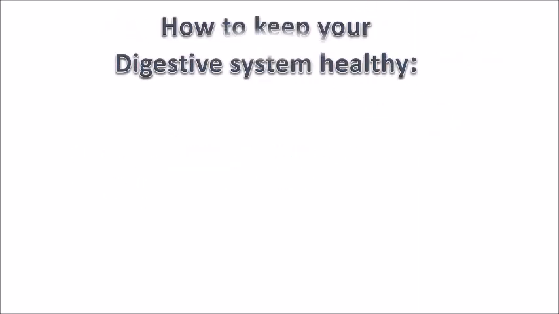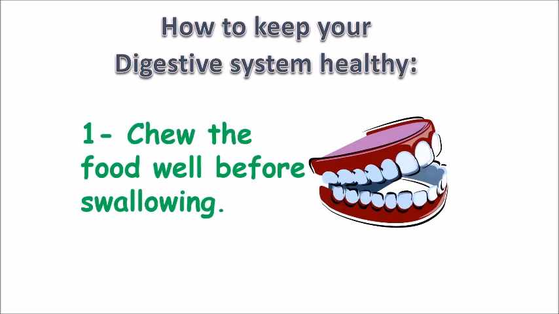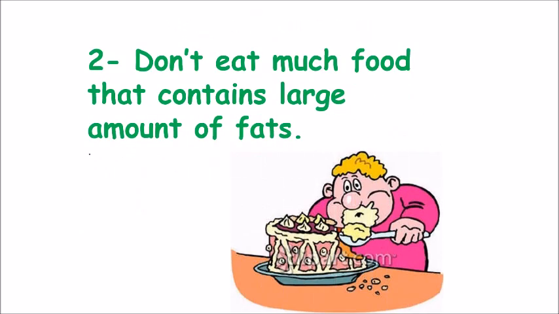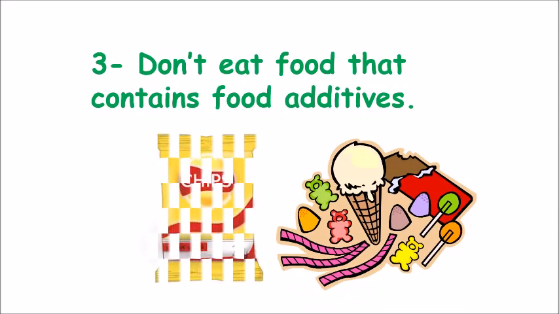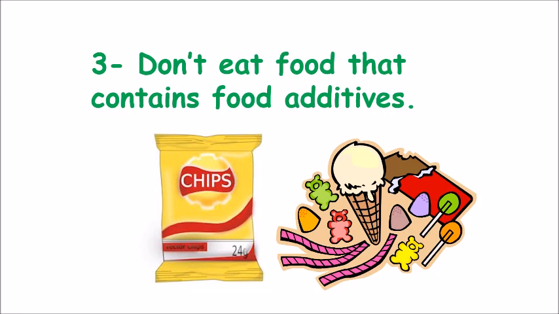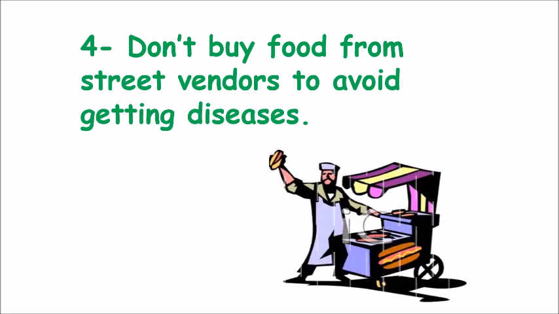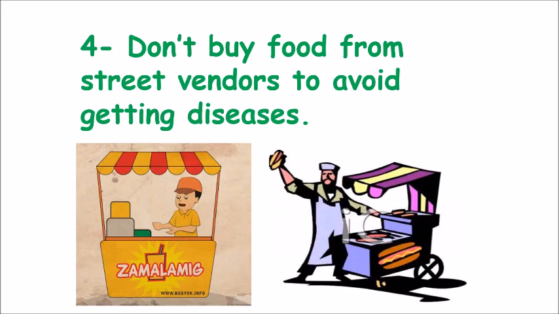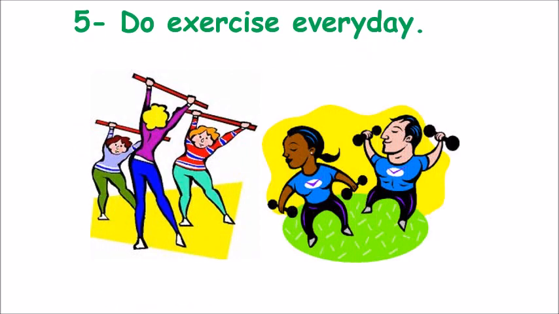How to keep your digestive system healthy? Number 1, chew the food well before swallowing. 2, don't eat much food that contains large amounts of fats. 3, don't eat food that contains food additives. 4, don't buy food from street vendors to avoid getting diseases. And the last one, do exercise every day. You have to do exercise every day, even at home.